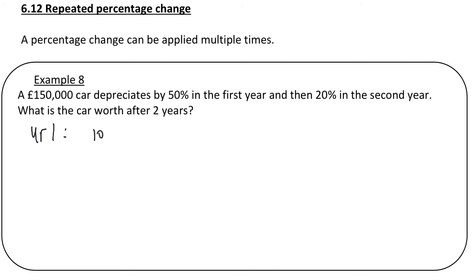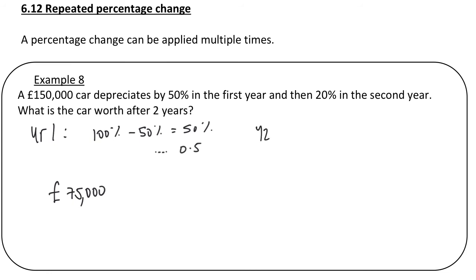So it's 100% and then it's reduced by 50%, which means that 50% is left, and as a multiplying factor, that's 0.5. 0.5, of course, is just a half. So what we're going to do is find half of 150,000. And for this, we don't need to do any form of calculation. We should just be able to halve it. So at year one, its value is going to be 75,000.